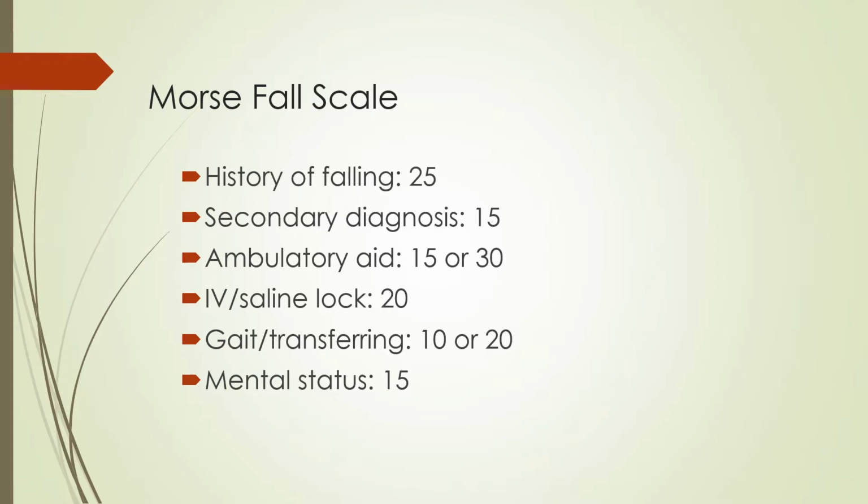If they have an IV pole and an IV pump, or if they just have a saline lock, there's 20 points. I really think they really meant IV pole, but I can tell you that some of the facilities do say even a saline lock is 20 points. If they have trouble with their gait or transferring, it's 10 or 20 points. And the mental status, if they're confused off and on, then that's 15 points.